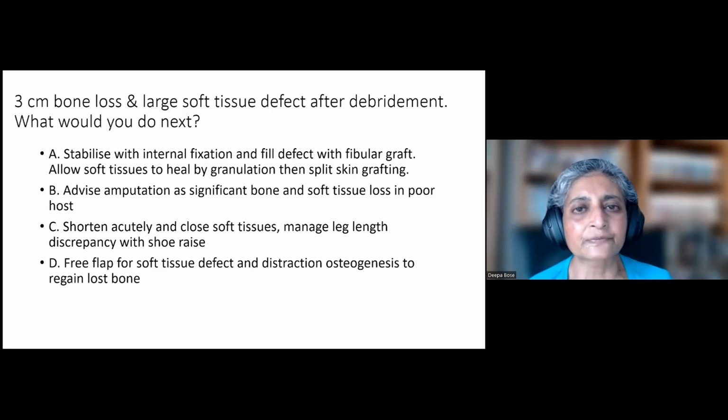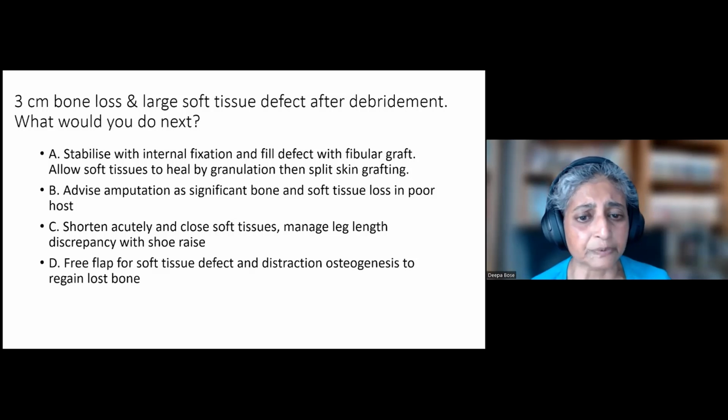But despite the fact that this man is a smoker, he's not the fittest person, he's still ambulant, he's still walking. So if you shorten him quite a lot, then that would be a problem because it would affect his mobility. So C wouldn't be what I would choose. And D, you do what we have just talked about in limb salvage.